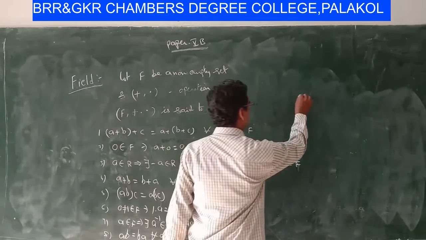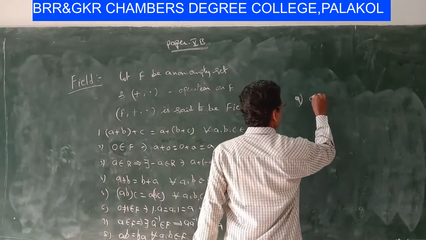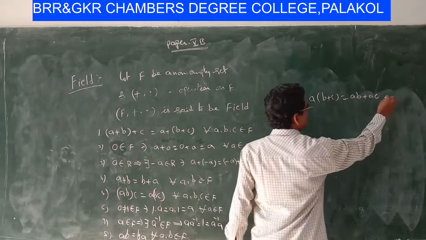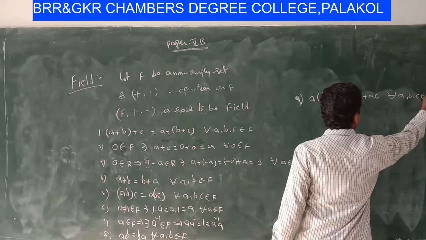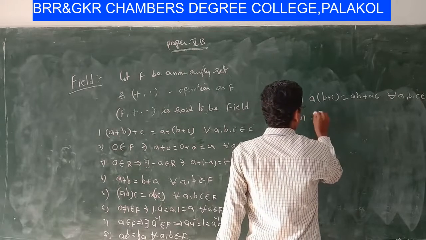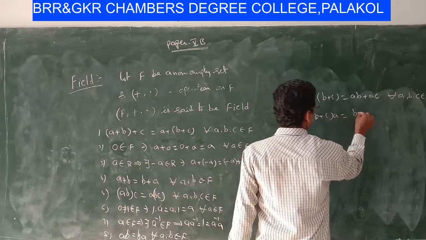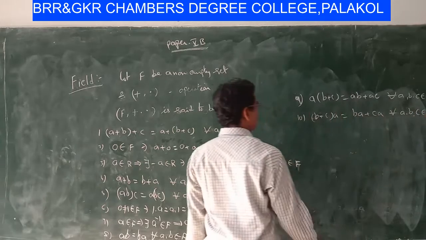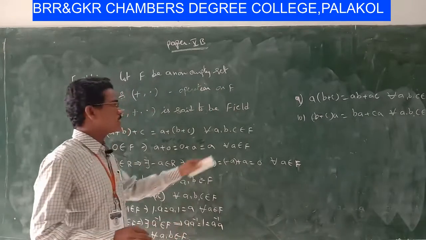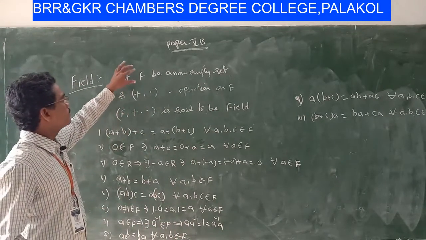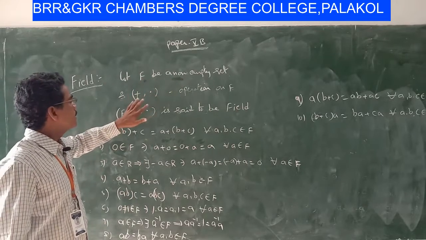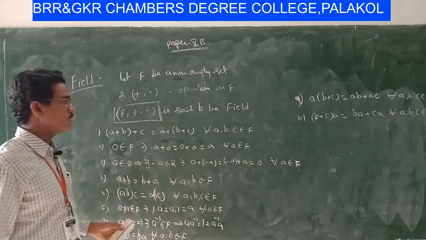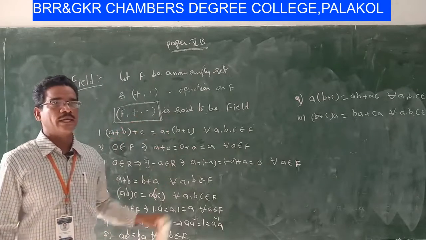Next, ninth one is A into B plus C equal to AB plus AC for all A, B, C belongs to F. Tenth one is B plus C into A equal to BA plus CA for all A, B, C belongs to F. If these 10 laws are satisfied, then the non-empty set F, that is F, plus, dot is a field.